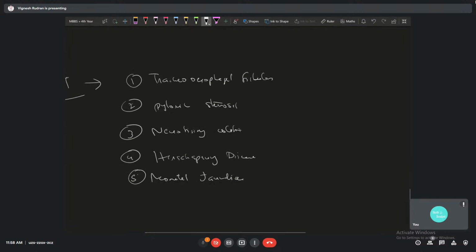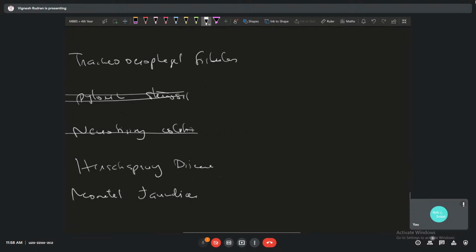Of these, pyloric stenosis was already asked in one of our papers. This is a little bit rare. So we'll focus on tracheoesophageal fistulas, Hirschsprung disease, and neonatal jaundice. I'll talk about neonatal jaundice in your newborns.